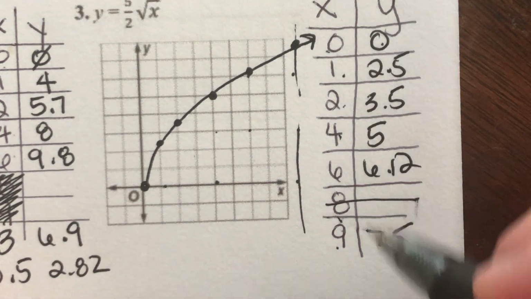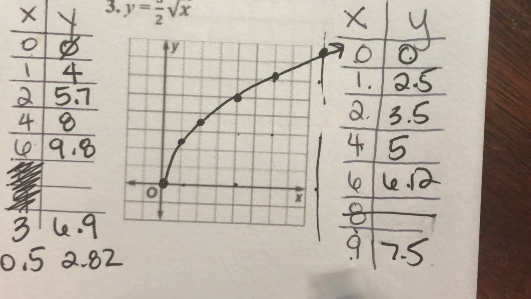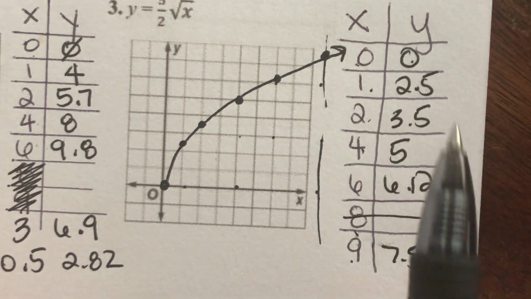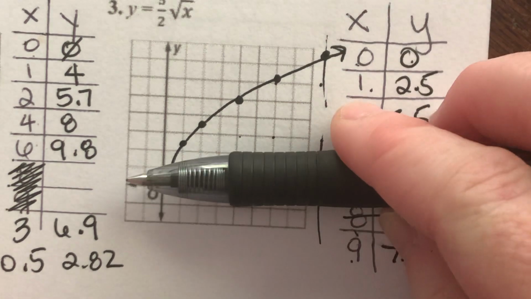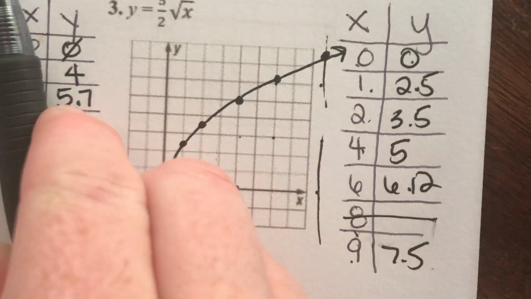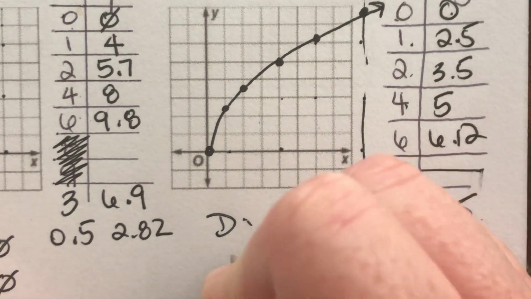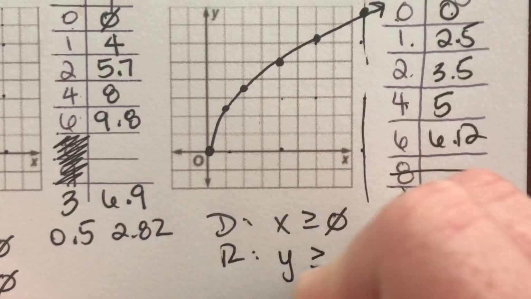Okay, so that's my graph. There's my table. My domain and range, again, are the exact same thing. X has to be greater than or equal to 0. Y has to be greater than or equal to 0 because none of our graph goes below here or left of here. So domain, x greater than or equal to 0. Range, y greater than or equal to 0.